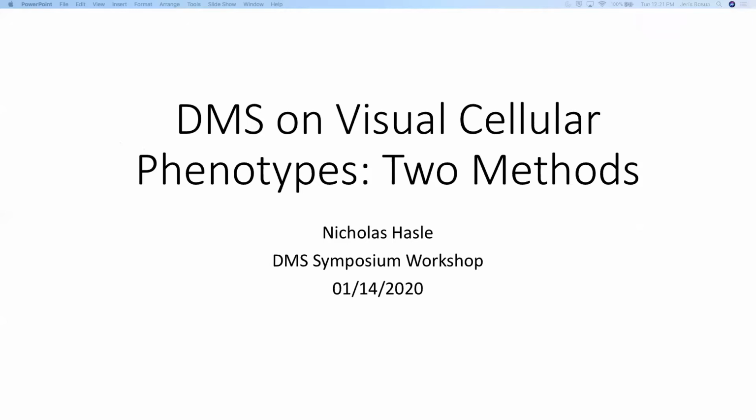Yeah, I'm happy to be here today to talk about two methods, one that I developed and one that was developed at the Blaney lab on the East Coast for doing deep mutational scanning on visual cellular phenotypes. I'm not going to go into too much depth about the actual experiments that were done. I don't really have time. I'm more going to provide an overview of how these methods work, how they're fundamentally different from each other, and what their relative strengths and weaknesses are.